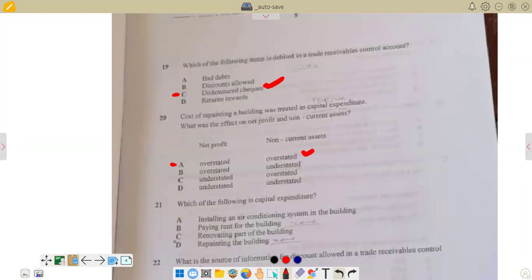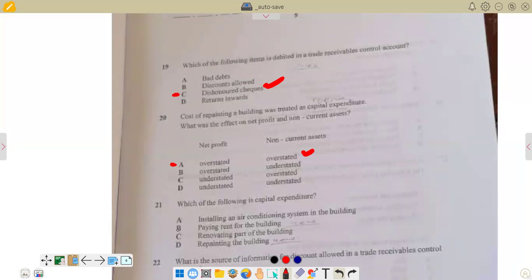Number 21, which of the following is a capital expenditure? Remember, capital expenditures are those expenditures that are going to increase the value of the non-current asset, or they initially come as non-current assets. What we have there is installing an air conditioning system in the building. When we are installing an air conditioning system, it comes as a non-current asset.